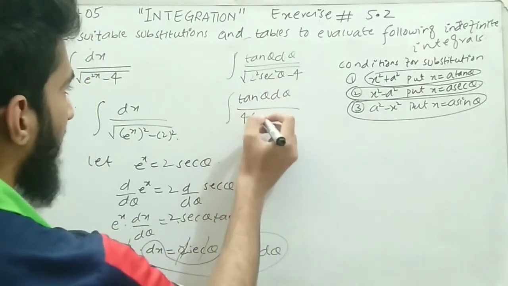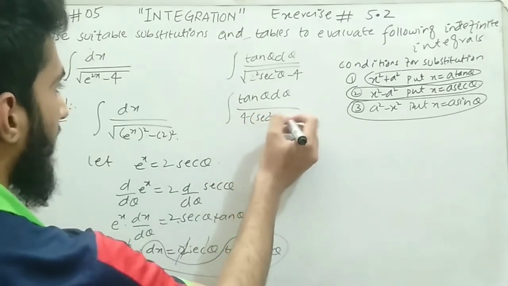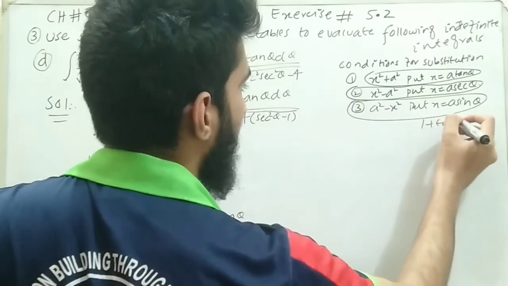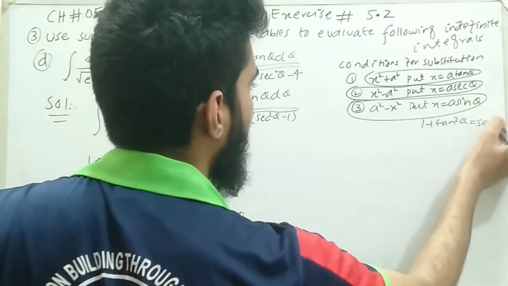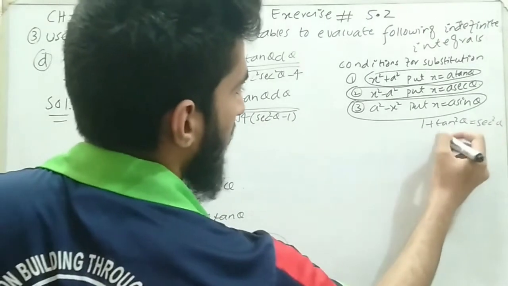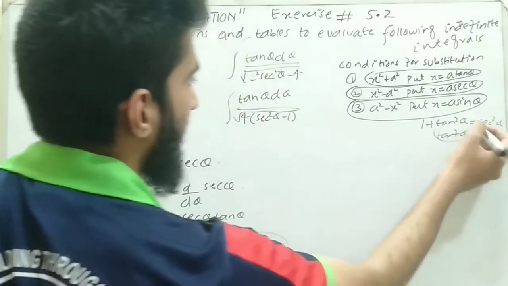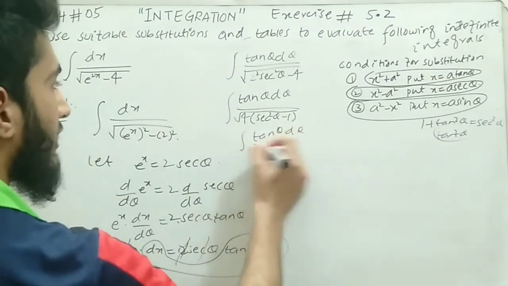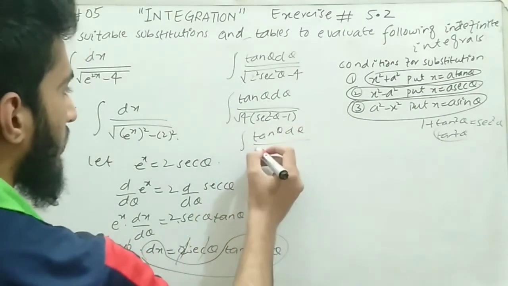So we will take 4 common. Inside we are left with secant square theta minus 1. And you know that 1 plus tangent square theta is equal to secant square theta. We just made this formula, and for this formula we take a is equal to 2. So here secant square theta minus 1 will be actually equal to tangent square theta from this equation. So it becomes tangent theta d theta divided by under root of 4, which is actually equal to 2.